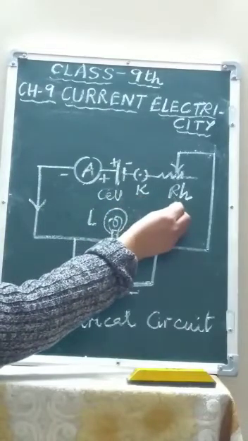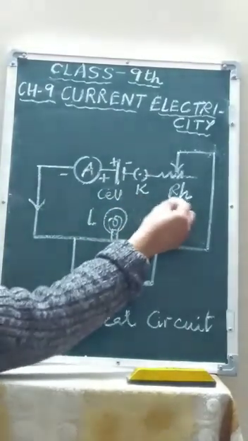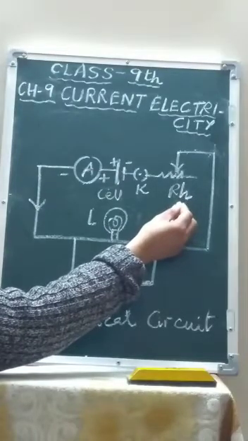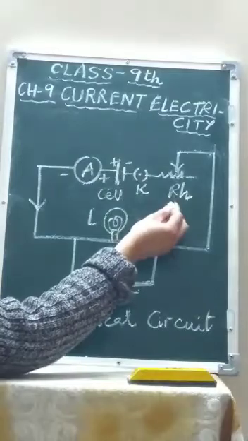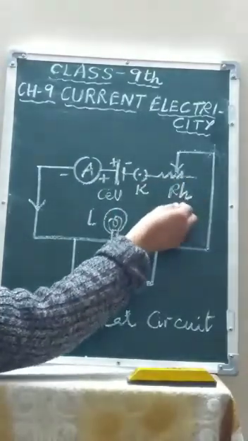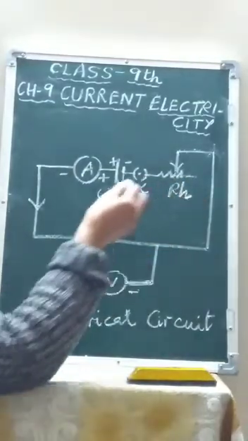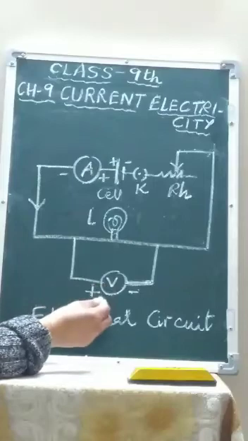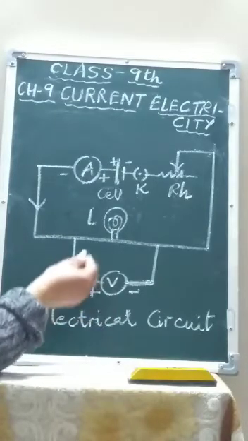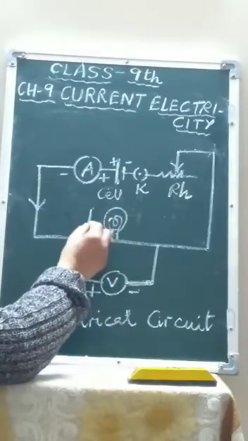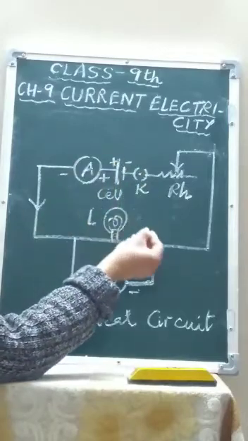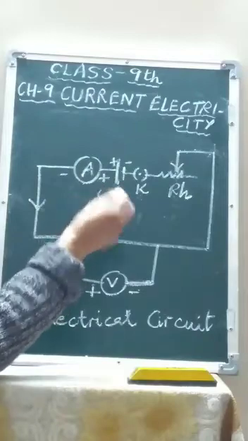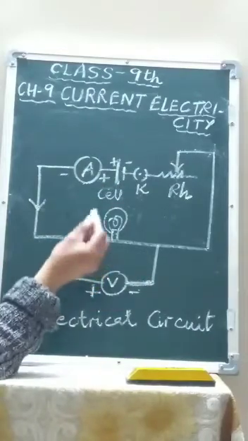This is rheostat to vary the resistance of the circuit so that we get different values of current. To change the current in the circuit, we change the resistance using rheostat. And this is voltmeter, which measures the potential difference across the ends of the load which is connected in this electric circuit. This bulb is the load through which we will pass the current and it will glow.